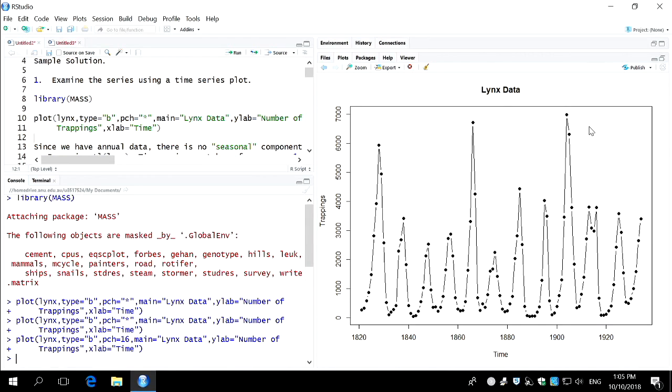Okay, let's make a start. So we're going to continue looking at different time series examples, just to wrap up all the time series stuff.